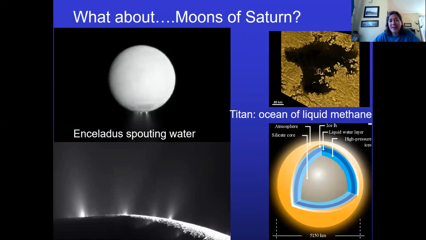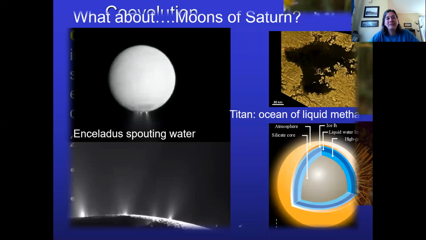Same thing with Saturn. We're now seeing that some moons of Saturn look like they might have liquid water. And then Titan has liquid methane. We're not sure if that's conducive to life, but you know, it could be. So you are living in exciting times for exploring our other moons and planets of our own solar system for life. And of course, we mentioned Venus in class with the phosphine in the atmosphere.